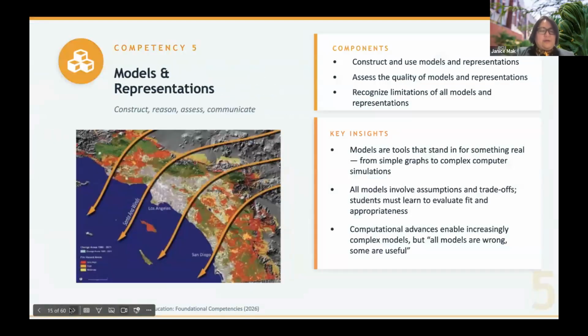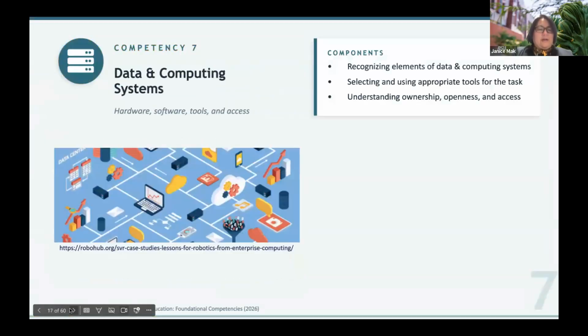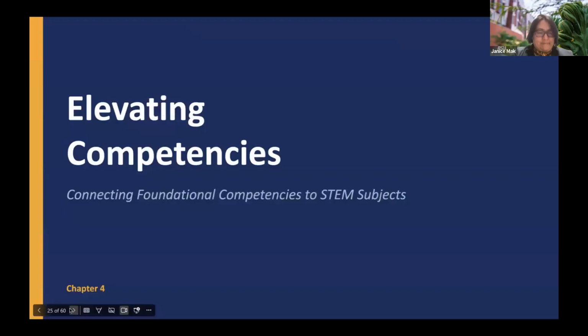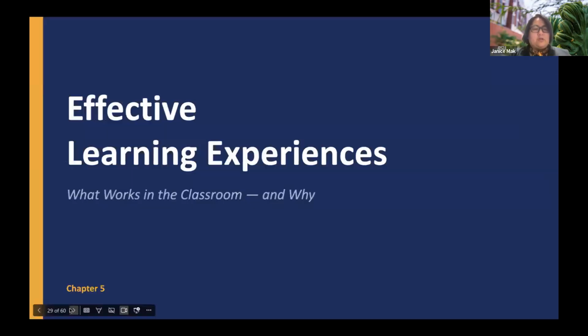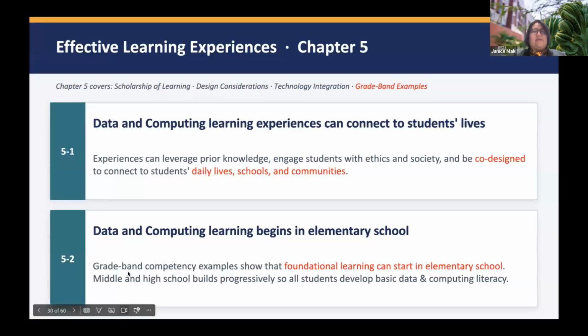So now we talked about the foundational competencies. We've talked about how they connect to math and science in particular, the STEM areas. And now this is a shift. Chapter 5 is now thinking about how do we create these learning experiences in the classroom and why. So chapter 5 really covers this whole background that we now know about learning and learners, how can we design the learning experiences in a way that is aligned with what we know about learning, and then thinking a little bit about technology integration and tools.